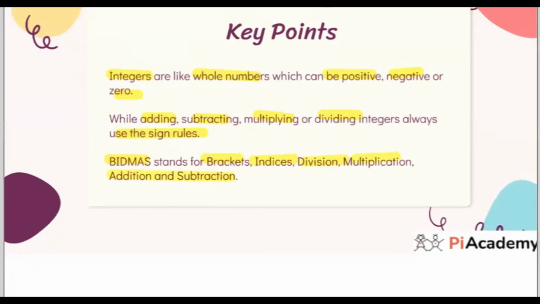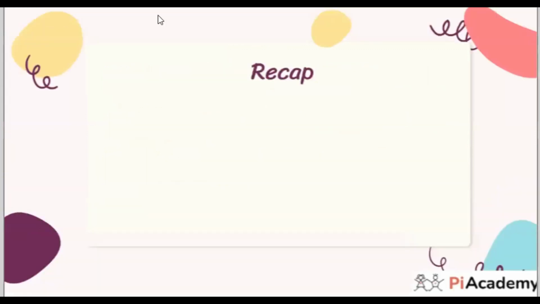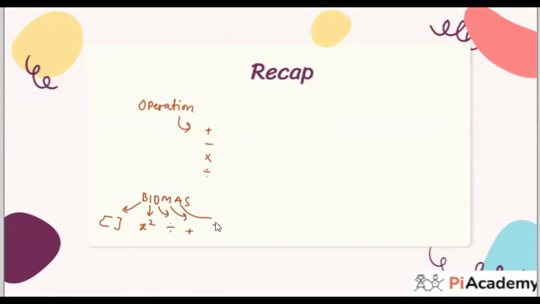Now we have the recap of what we have seen today. First of all, we have seen integer operations mainly: how to add, how to subtract, how to multiply, how to divide. After that, we have seen what the BIDMAS is. B stands for brackets. I stands for powers, indices, square and square root. Then divide, multiplication, addition, and the last one is subtraction. All these things we learned together here.